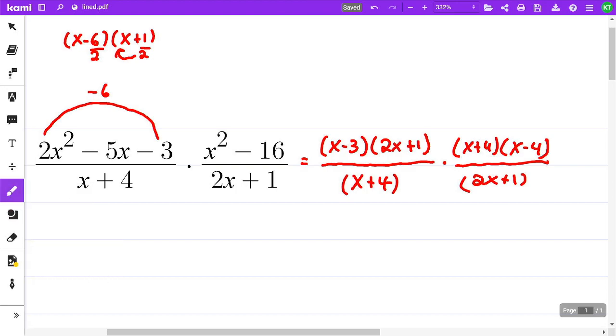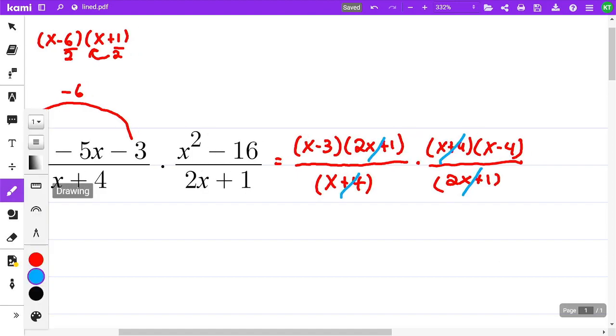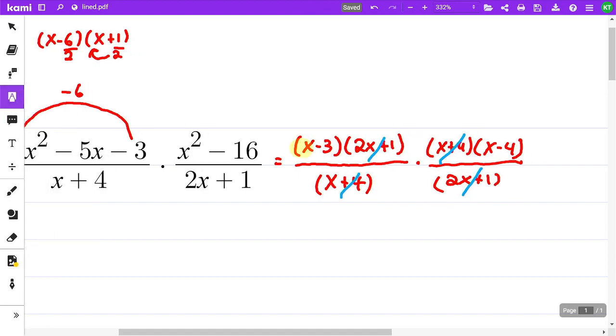I can now start canceling out things that they have on the top and the bottom. So I see we share a 2x plus 1 on the numerator and denominator. I also see we share an x plus 4. So all I'm going to be left with here is x minus 3 and x minus 4.